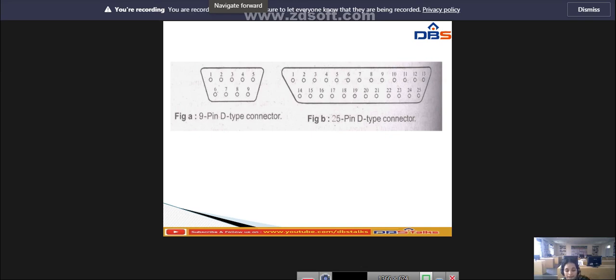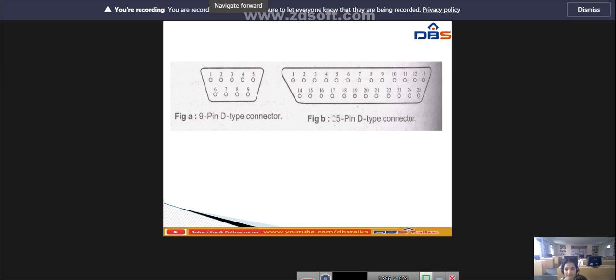The 9-pin RS 232 standard is shown in this diagram, having the 9-pin D-type connector and the 25-pin D-type connector. So these are the two connectors we are having.